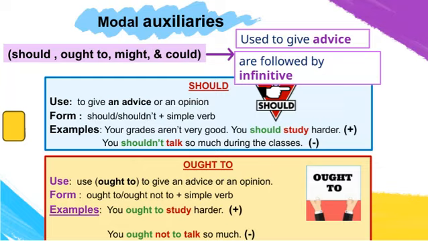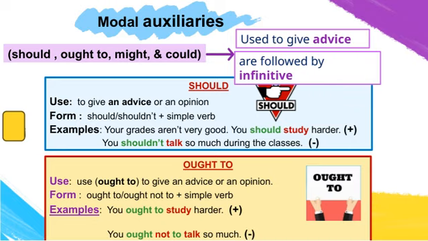Now, let's look at how we can use ought to give advice or express an opinion. The key thing to remember is that ought to is followed by the base form of the verb, which is just the simple verb without any endings. For example, if I want to suggest that someone should study more, I would say, "You ought to study harder." And if I think they shouldn't talk so much, I would say, "You ought not to talk so much." It's a polite way to give advice or recommendations.